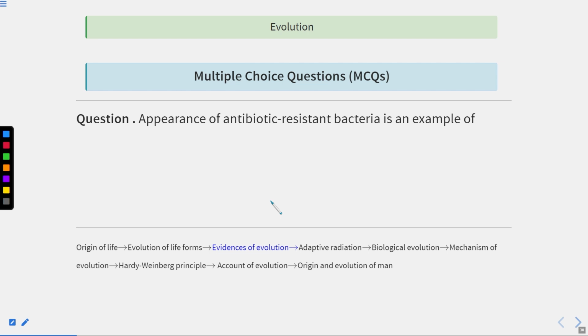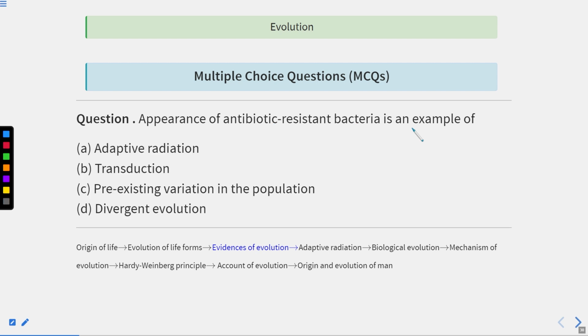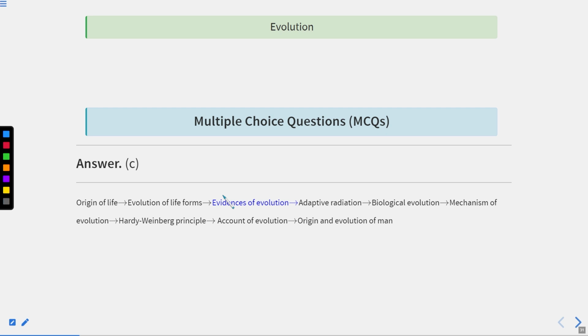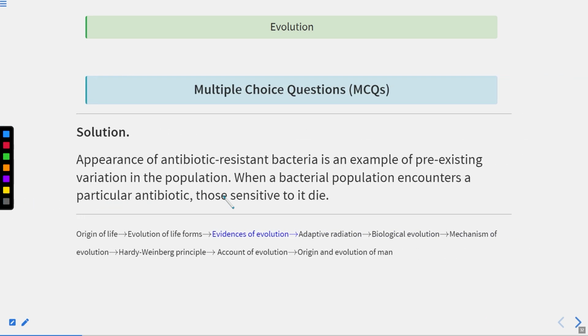The next question is, appearance of antibiotic resistance bacteria is an example of. Option A is adaptive radiation. Option B is transduction. Option number C is pre-existing variation in the population. And option number D is divergent evolution. Now, option number C is correct. Let's see the explanation now.